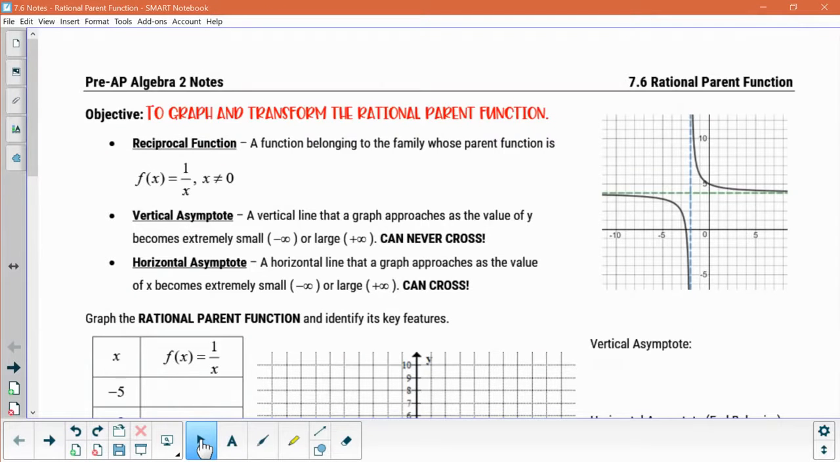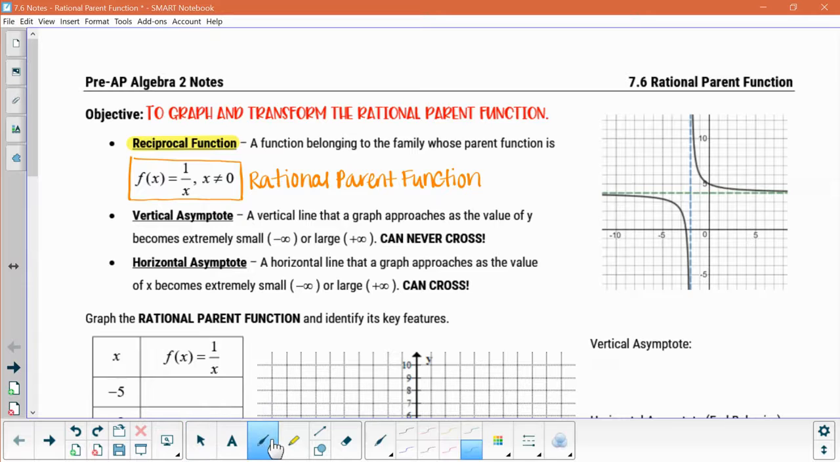Welcome to 7.6 Rational Parent Function. Today we are going to graph and transform the rational parent function. So the first thing we have to do is talk about what the parent function looks like. It is also known as the reciprocal function, and it takes the form 1 over x. And remember, anytime I have a fraction, I will have undefined values, and in this case x cannot equal 0.